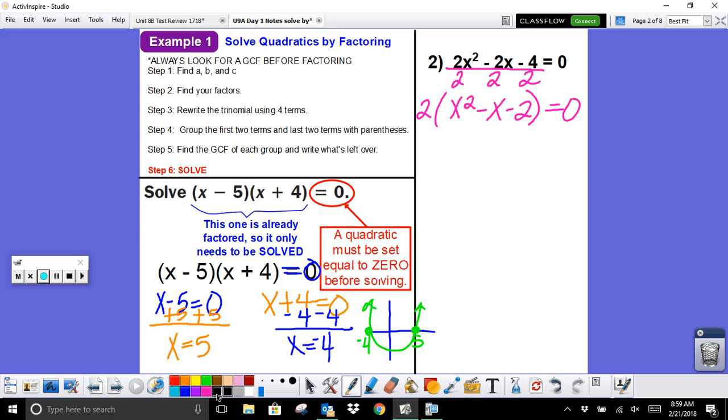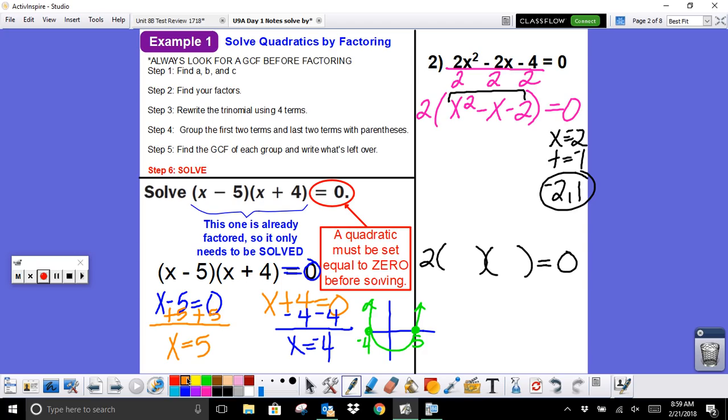And now I'm going to actually factor this, okay? That 2 that we took out, that's going to be part of our factors at the end, so I'm just going to leave that there. Now we're going to start factoring this. So I'm going to do a times c. So what factors to be negative 2 and adds to be negative 1? Okay, just to save time, I'm going to give you all of these. So this is negative 2 and 1. Those are going to be the factors that we use.